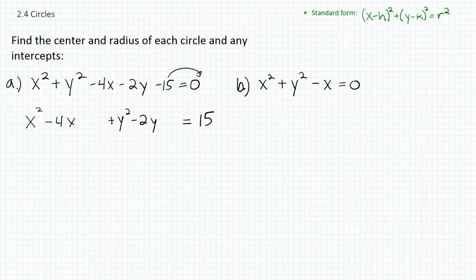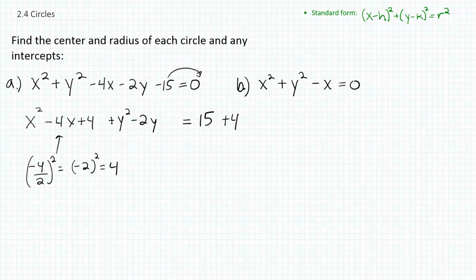Now from here, we need to complete the square on these different pieces. Let's start with this piece here. We need to take half of the middle term, so minus 4 divided by 2, and then square that. We'll end up having negative 2, because 2 goes into negative 4 negative 2 times. Then we'll square that and we'll get 4. That means we'll add 4 to this piece of the equation. If we do that there, we have to do it on the other side as well.